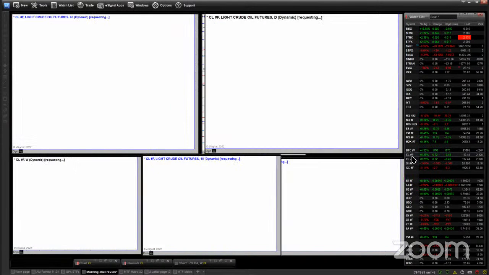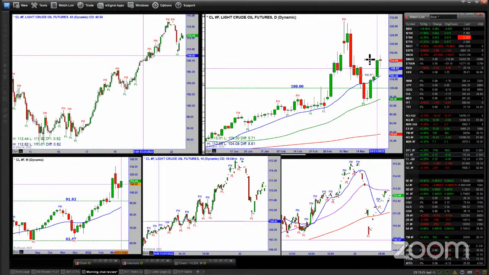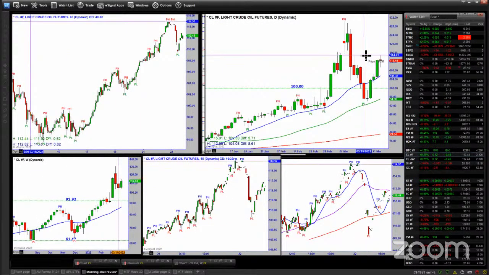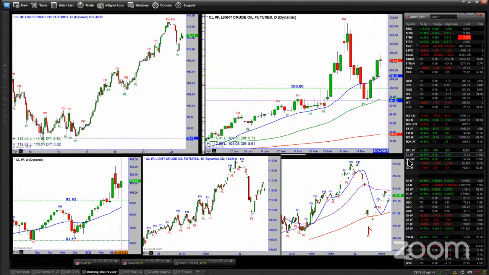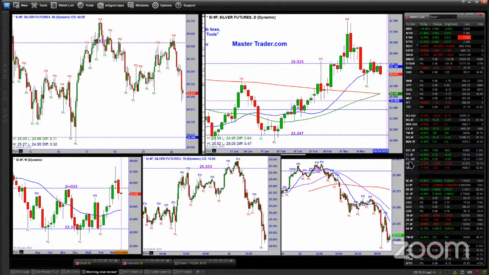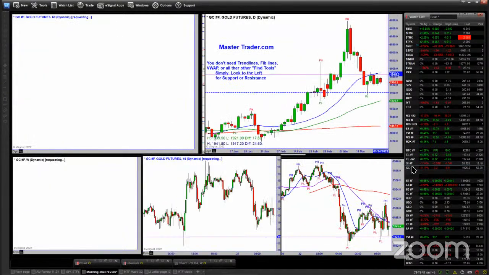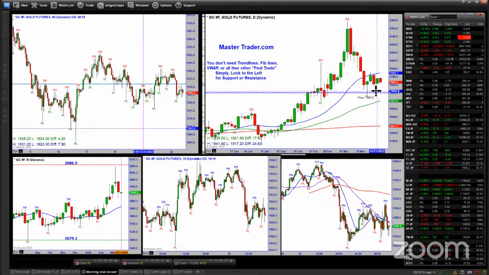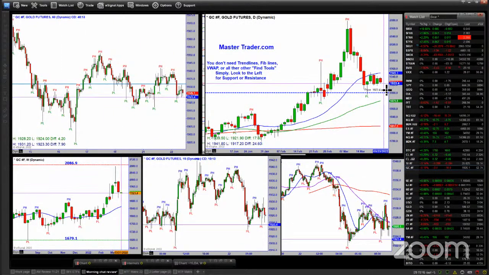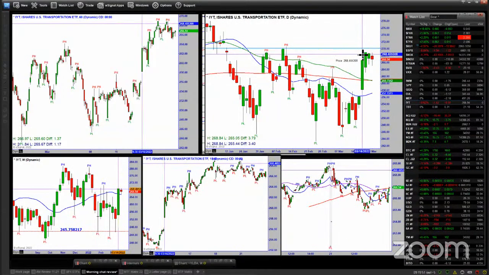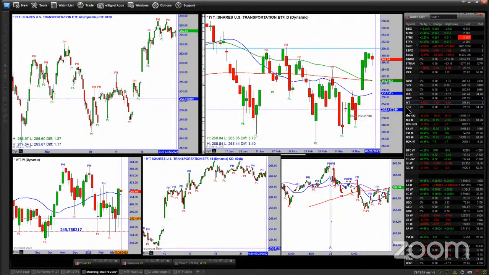Crude oil up again, might not get much further than this topping tail there. It came down pretty hard. Silver down a little bit. Yesterday we talked about maybe a retest and reversal pattern here. Gold, similar situation. Love to see this poke under these lows and come back up. Different kind of correction bar. Transports up at resistance here. A lot of the airlines look like they could pull back a couple of days.